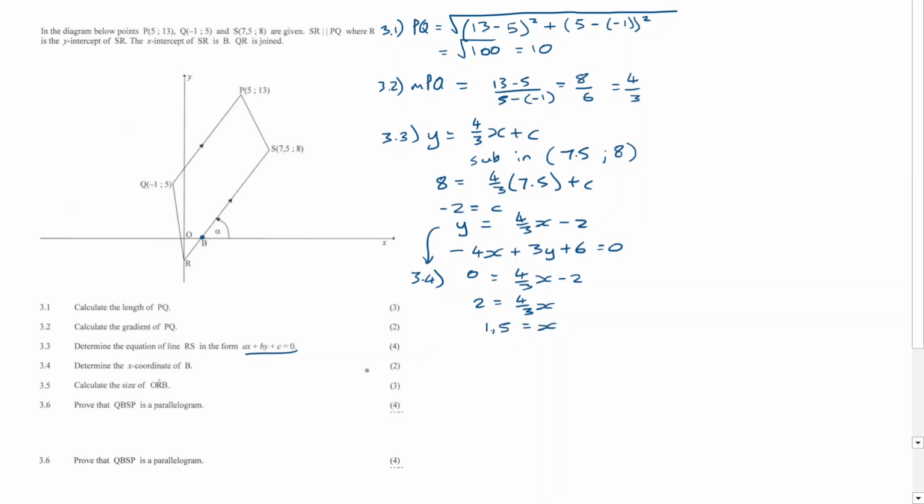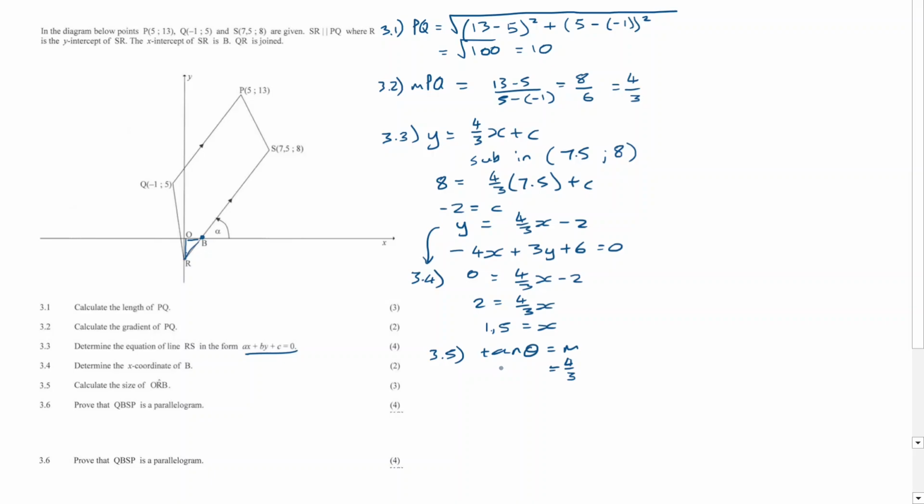Calculate the value of angle ORB, so this angle here. And what's standing out for me is that if I could just get A, I can do vertically opposite, and I'm into the triangle where the angle is happening. And so to get an angle, I'm just going to go tan theta equals m. Do I know the gradient of this line? Yeah, that was the 4 over 3.